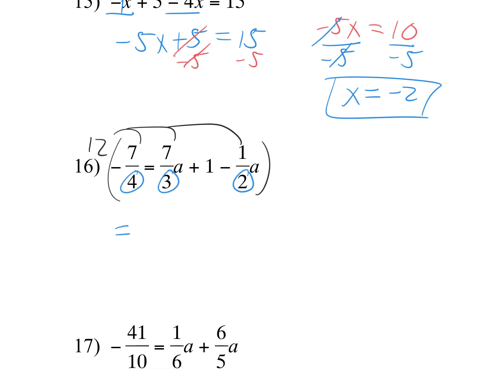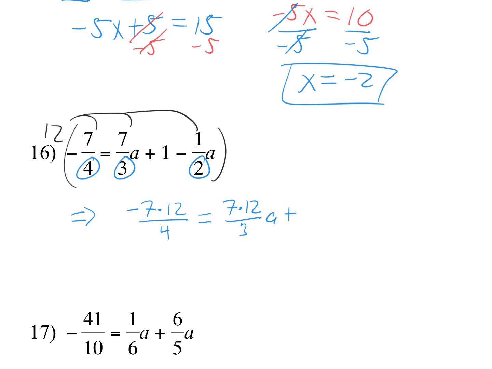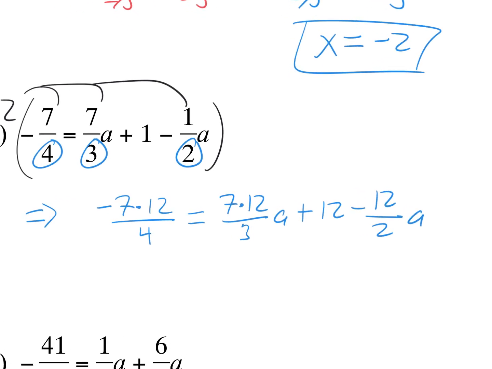So let's distribute 12. This should get you an equation like negative 7 times 12 over 4 equals 7 times 12 over 3a, plus 1 times 12 is 12, and then minus 1 times 12, again 12, over 2a. Simplifying all these fractions eliminates the denominators.